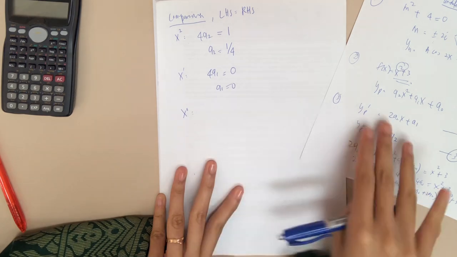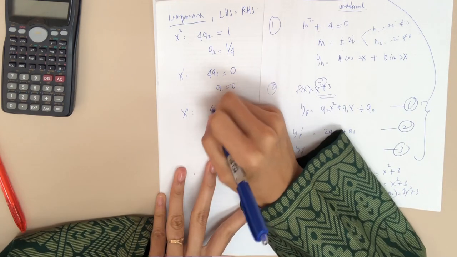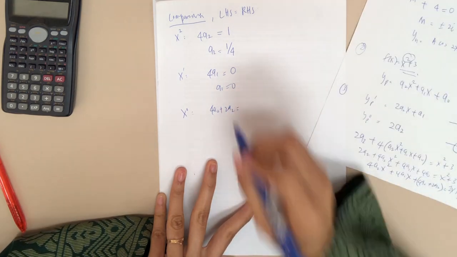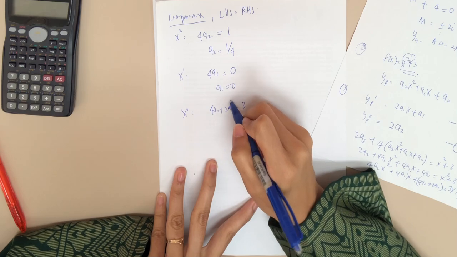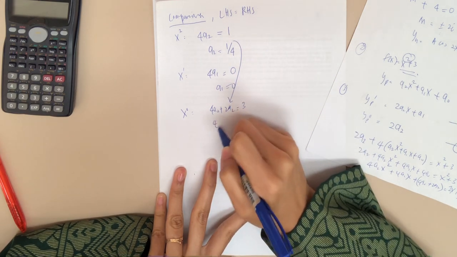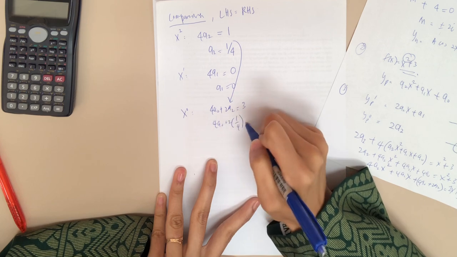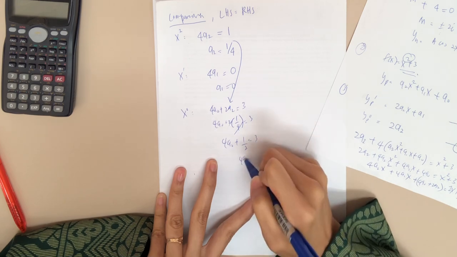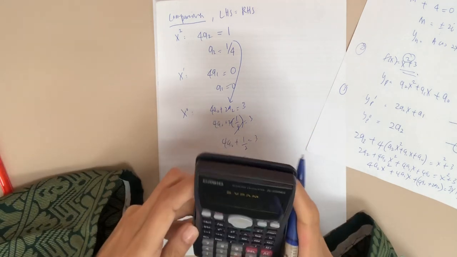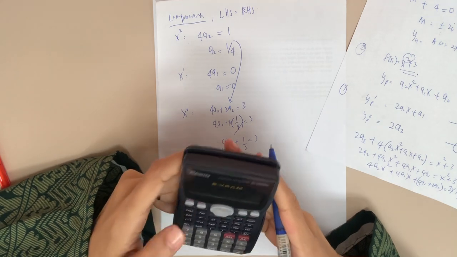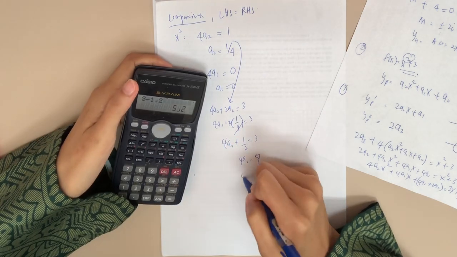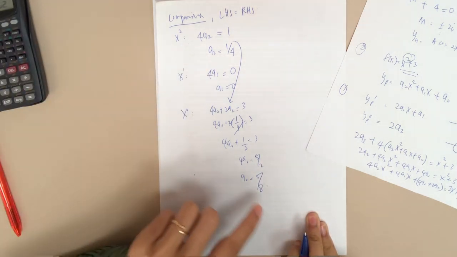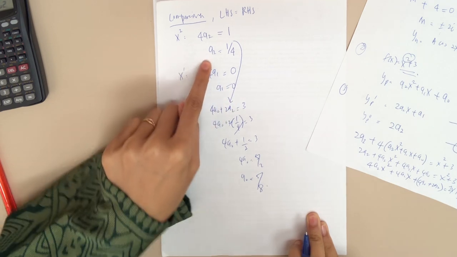Actually at the left hand side they have 4a0 plus 2a2, and at the right hand side we have 3 here. We have a2 already, so we just substitute a2 here. So 4a0 plus 2 times 1 over 4 equal to 3. So 4a0 plus 1 over 2 equal to 3. 4a0 is 3 minus 1 over 2, which is 5 over 2. Therefore your a0 will be 5 over 8. So this is the answer for a0, 5 over 8. Your a1 is 0 and a2 is 1 over 4.